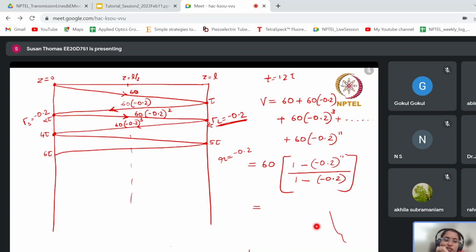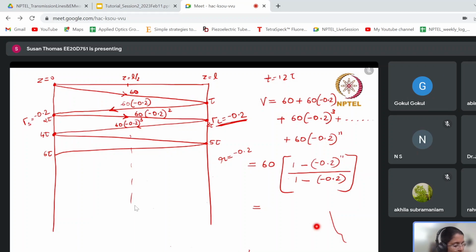Any doubts in this calculation of voltage at time t equal to 12 tau at the center of the transmission line? Yes, ma'am, please. Why did 60 into minus 0.2 whole square not come, ma'am? Whole square, 0.2 whole square.